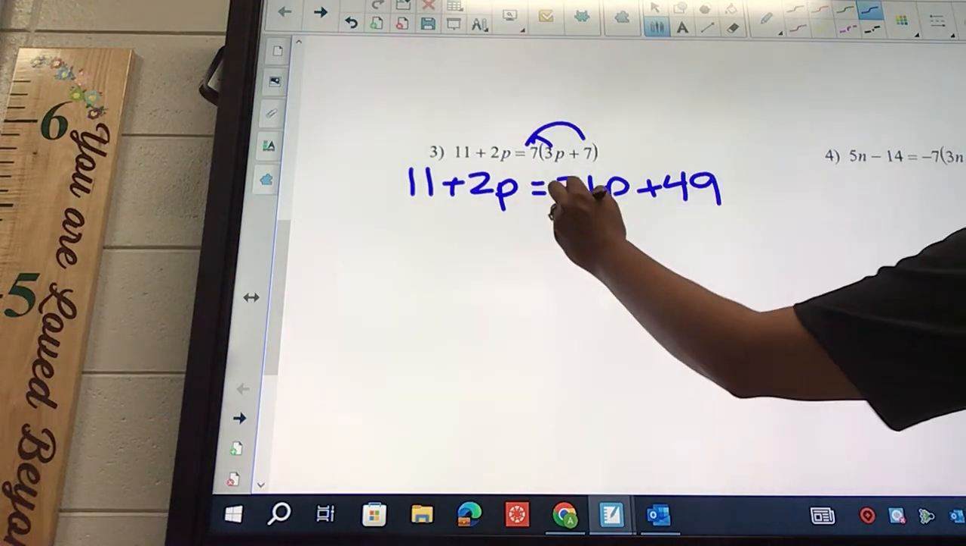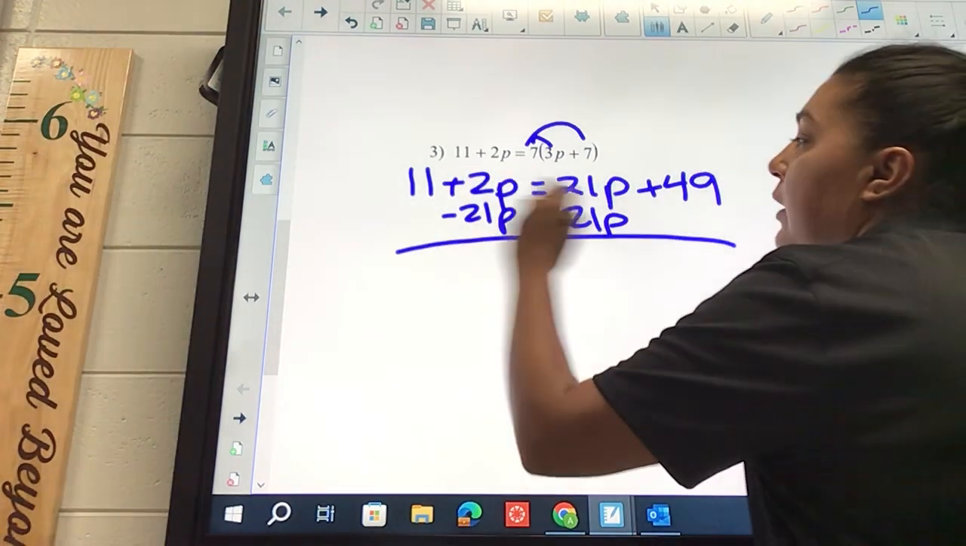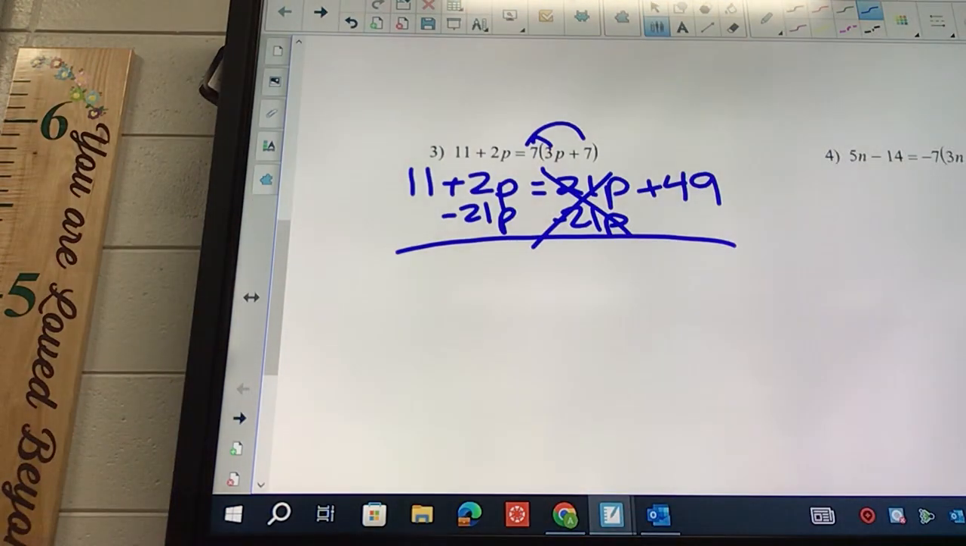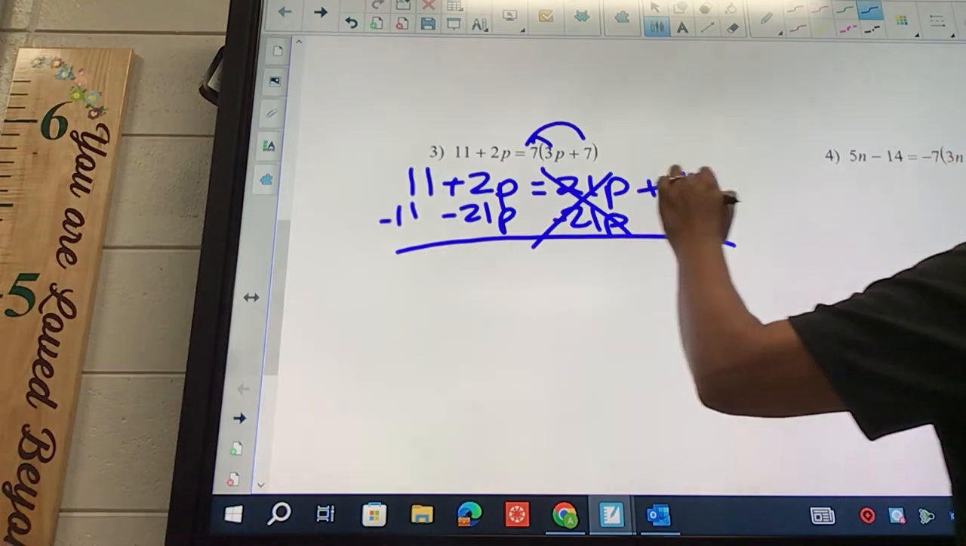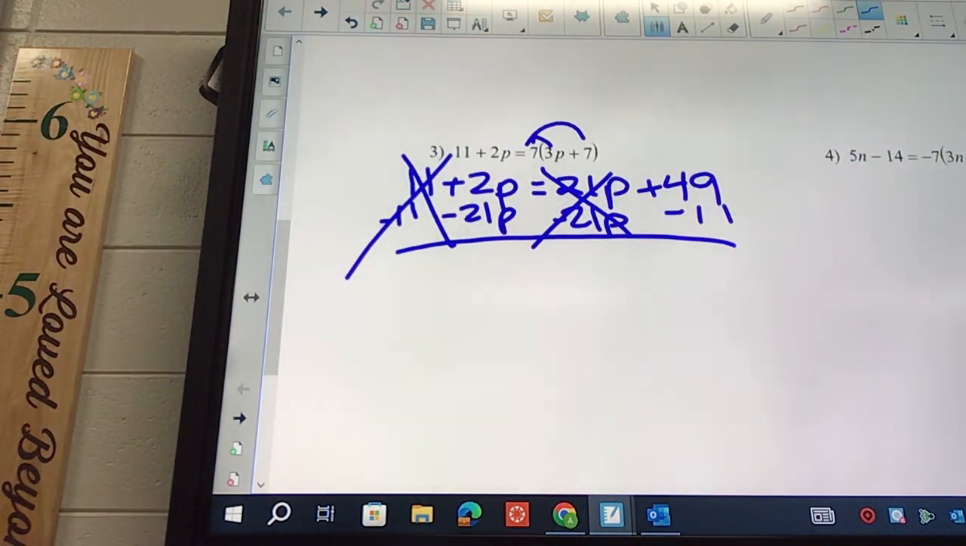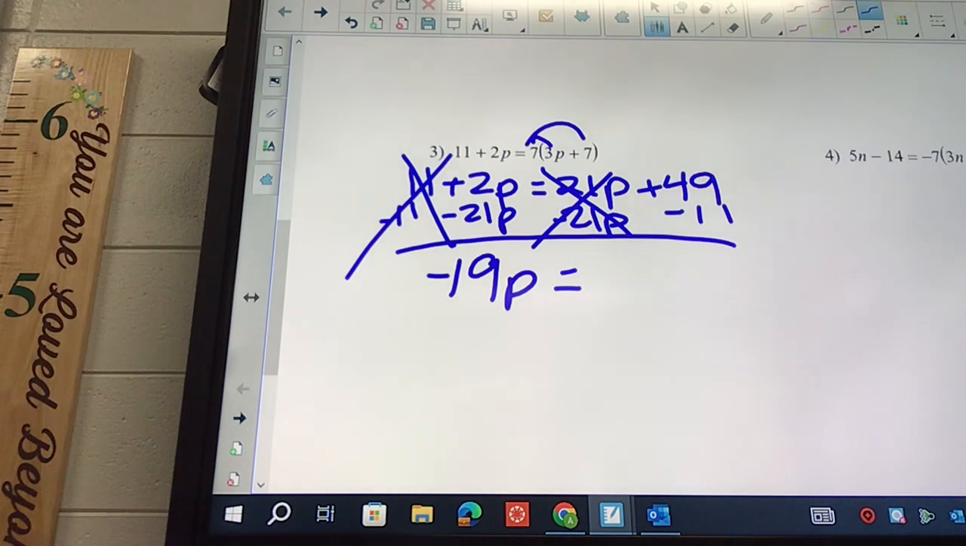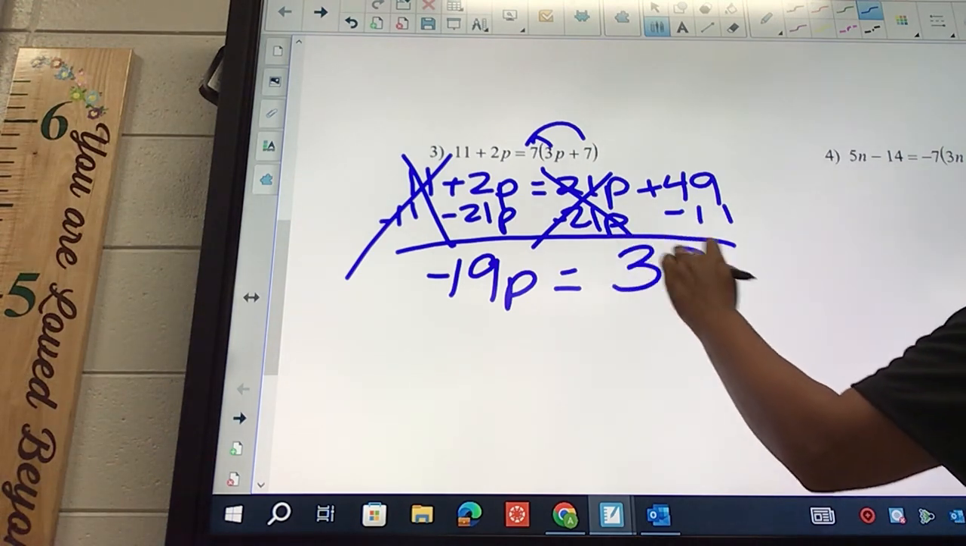21p. 21p needs moved over. What else needs moved? The 11. The 11 needs moved over. Nick, put your phone up. 2 minus 21. 19. Or negative 19. Negative 19p. And 49 minus 11. 38. 38.